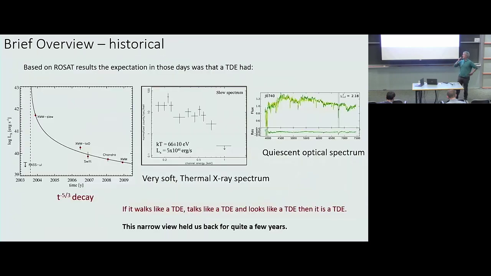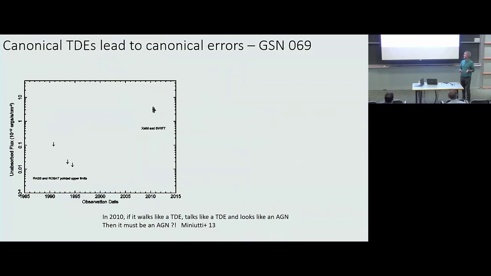In those days, we had this canonical view that a TDE had to have a T to the minus 5/3 decay, it had to have a soft X-ray spectrum, and it had to have a quiescent galaxy optical spectrum, otherwise it wasn't a TDE. So if it walks like a TDE, talks like a TDE, and all that sort of thing, then it is a TDE. And this is an extremely bad idea, actually, because we ended up missing very interesting sources.